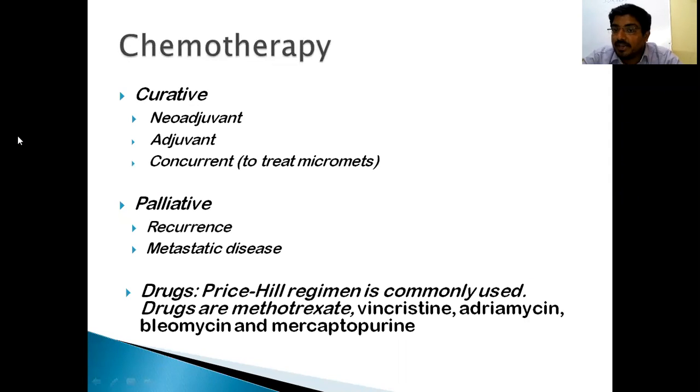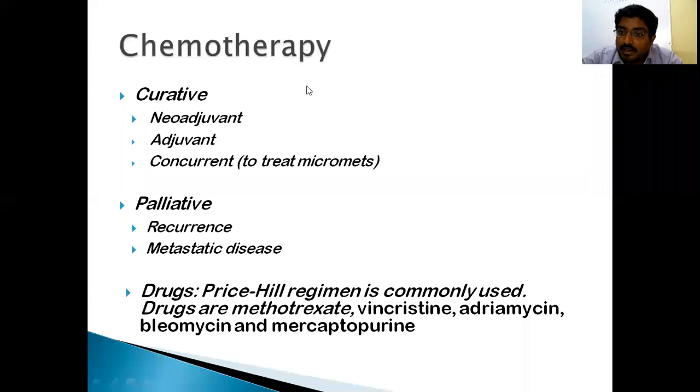See here, there is a regimen for chemotherapy called the Price-Hill regimen. The commonly used drugs are methotrexate, vincristine, adriamycin, bleomycin, and mercaptopurine. See, this Price-Hill regimen is an old regimen. Nowadays we are not using the Price-Hill regimen. Now we are using 5-fluorouracil and cisplatin. Now mostly we are giving these for oral carcinoma of the tongue. The Price-Hill regimen was previously used.